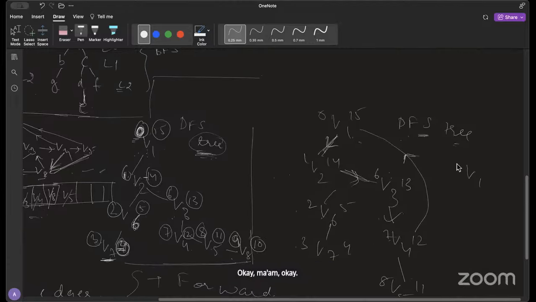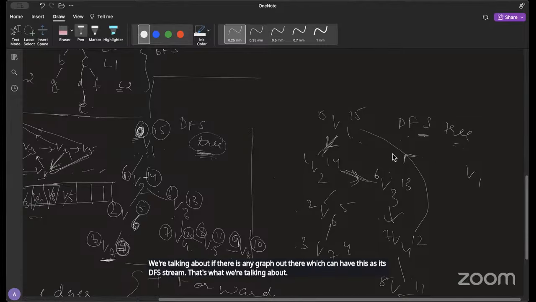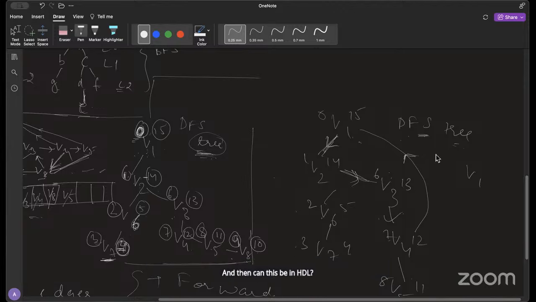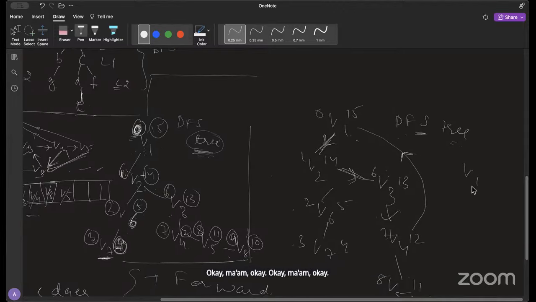We're talking about if there is any graph out there which can have this as its DFS tree. That's what we're talking about. And then can this be an edge there? So if you have this thing, then V1 to V2 to V3 to V4 and then back to V1. This is a cycle, right? You started with V1, ended with V1. This makes a cycle, right? These are the edges that make a cycle.